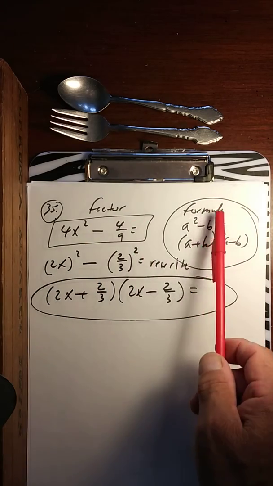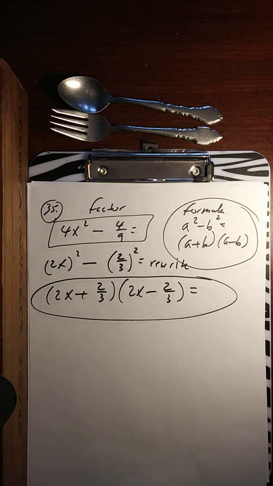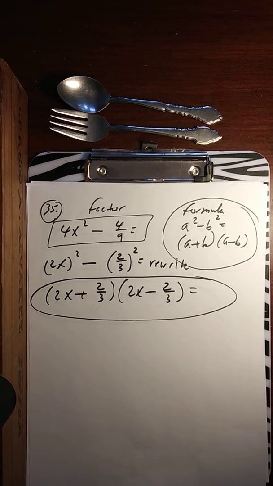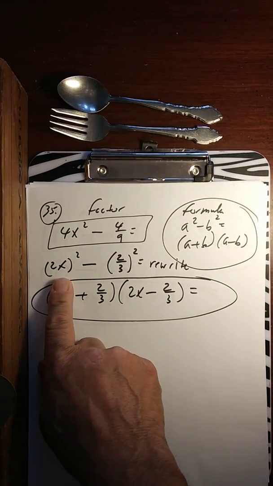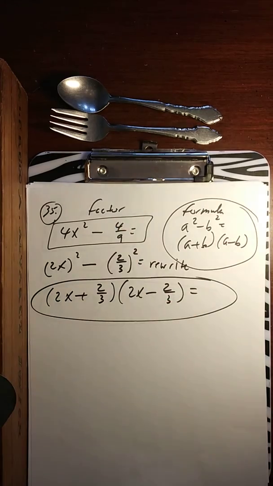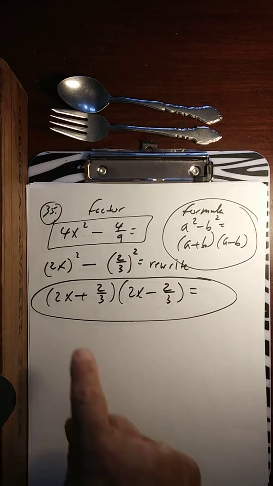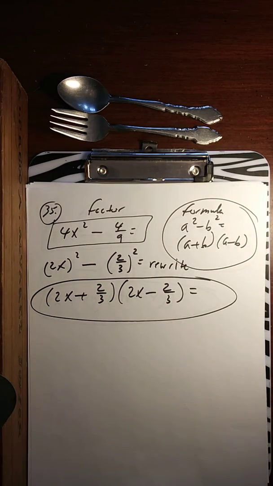Factor this. Difference of squares. A squared minus b squared. Alright, let's factor these guys out. Difference of squares. 2x and 2x is 4x squared. 2 over 3 and 2 over 3 is 4 over 9. So we rewrite it. And then it's going to be 2x plus 2/3, 2x minus 2/3.